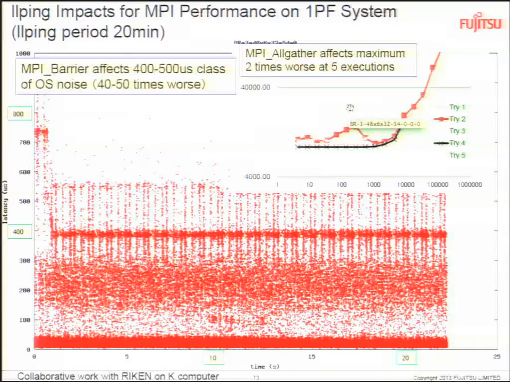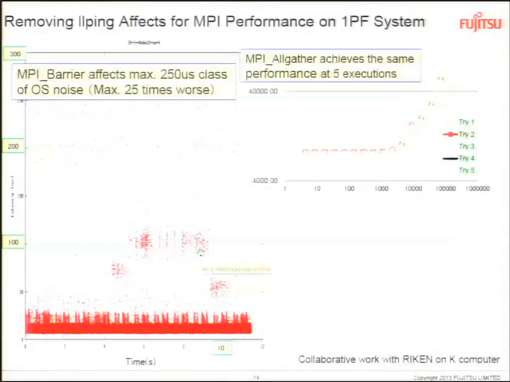So when we stop LPing, here's the next slide. Here, it's very, very clear. This is 10 microseconds, and maybe this y-axis is different. This is MPI barrier, which affects max maybe 250 microseconds, a class of OS noise. However, this is very clean, and here's some under the figures, and it takes around 11 seconds. It's almost ideal.